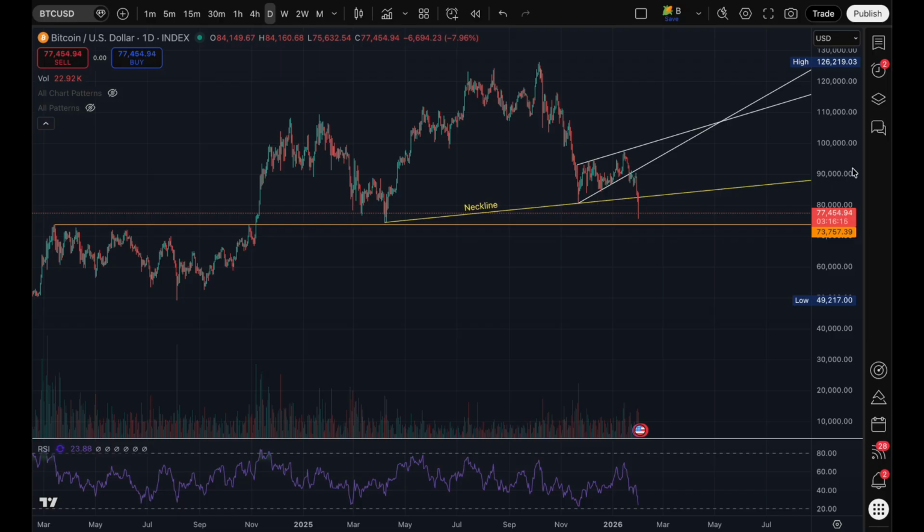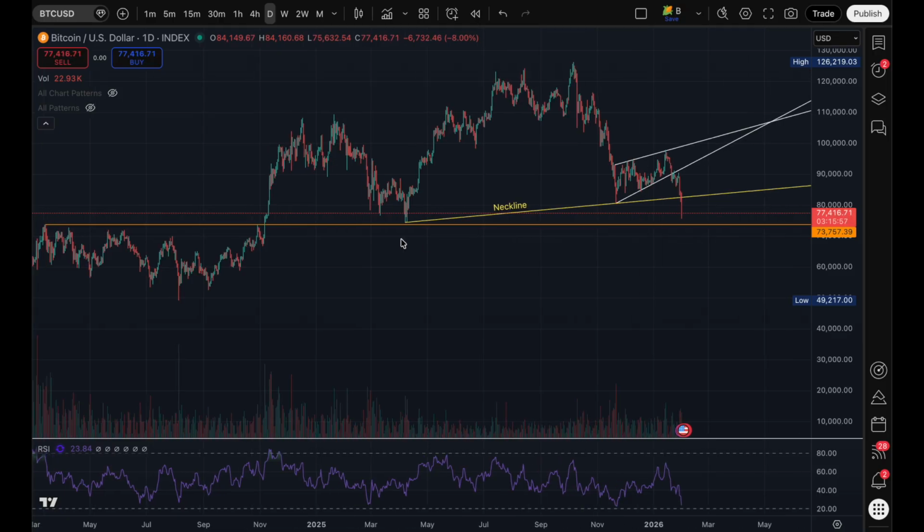Head and shoulders patterns are bearish. If it were inverse, and this were like a U shape and then followed by a bigger U shape and then another U shape, that'd be an inverse head and shoulders. Those are bullish. This pattern here is bearish.